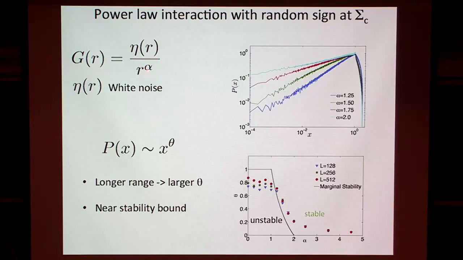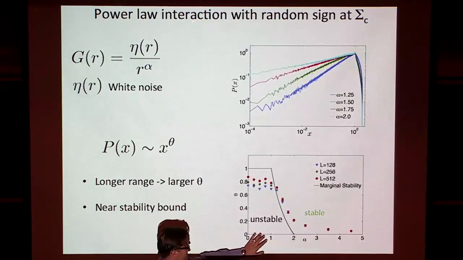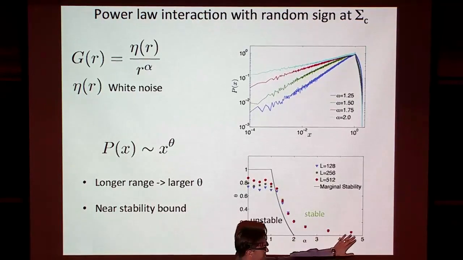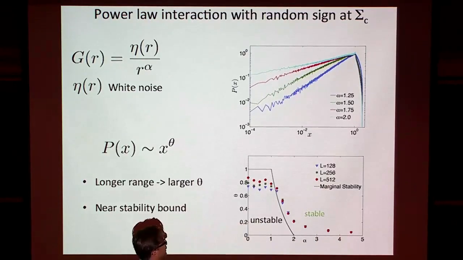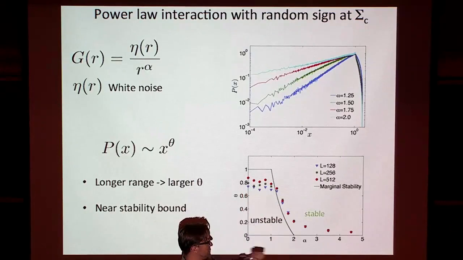So the larger the alpha, the smaller the theta. That's very much related to the stability argument, so maybe I can best express it here. Alpha is the interaction range, so this is very long range interaction, and this is very short range interaction. And here we measure systematically the exponent theta from numerics.